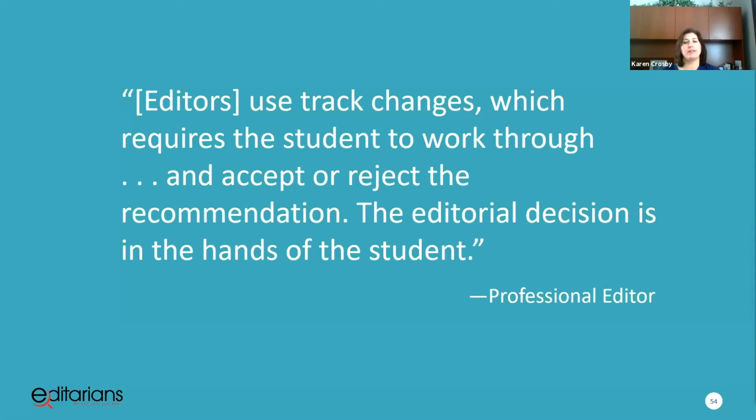The editorial decision is in the hands of the student. I think this statement sums up the editor viewpoint well. We track our edits because they're really suggestions. It's up to the student to review those suggestions, ask questions, and decide whether to keep them.